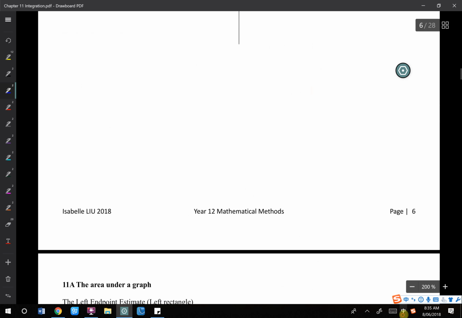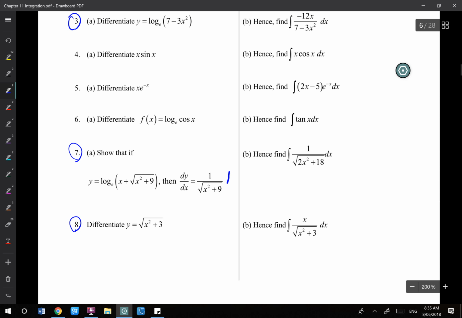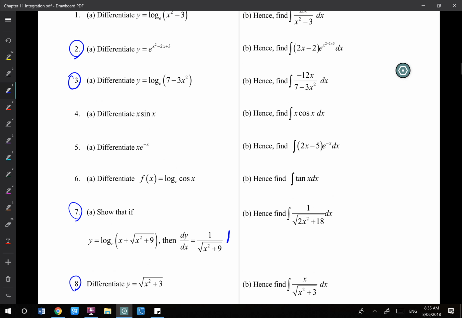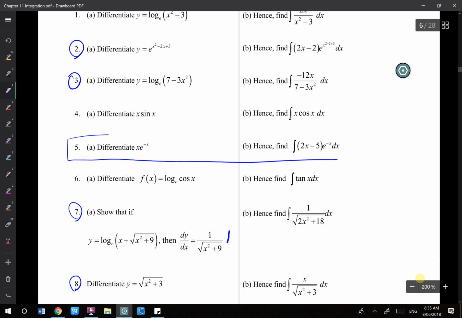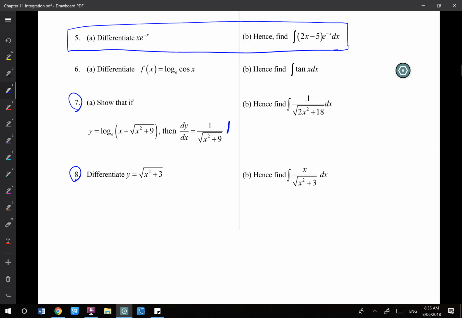Okay. First of all, I want to talk about some questions we did yesterday. There's a question I circled, 2, 3, 7, 8 for you to do, but I said example 5 is a really interesting question. That's maybe the most difficult type of question you may get for this exercise. We want to antidiff something. Let's think about example 5. Example 5 says differentiate x times e to the power of minus x. Let's diff that first.